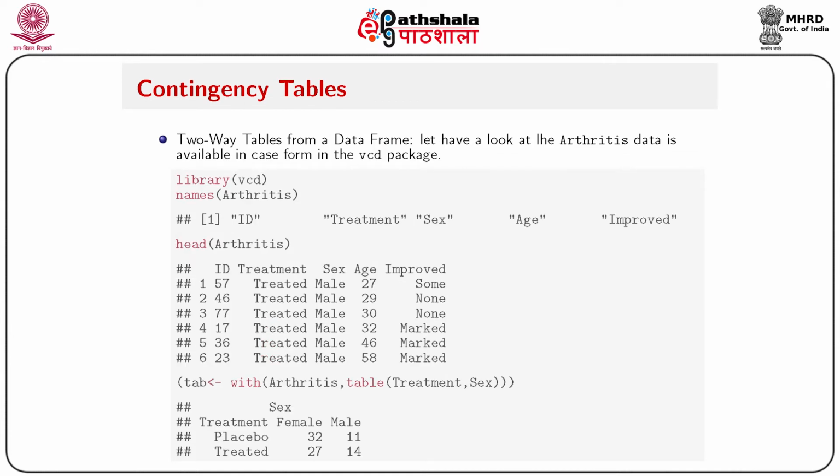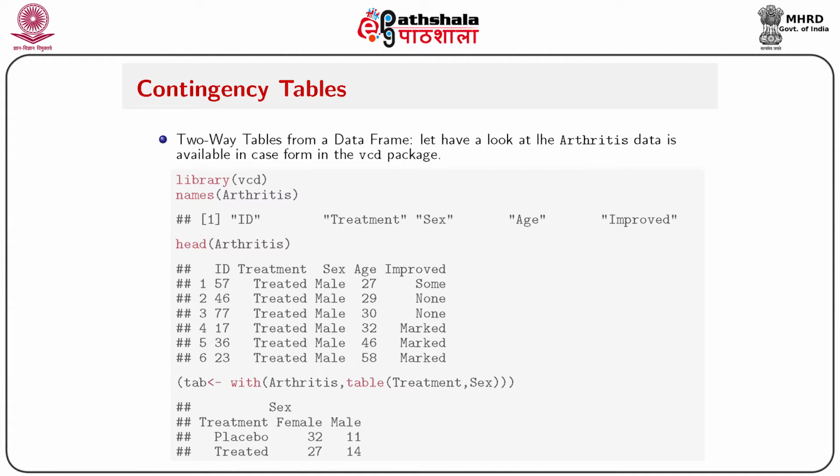To make a table from a data frame, let's have a look at the arthritis data, which is available in case form in the vcd package. If you don't have the vcd package, you can install and load it. So arthritis data is one of the data sets included in the vcd package. It has 4 columns or 4 parameters: ID, treatment, sex, age, and improved. This is the head of the arthritis data set. You can see it is a data frame.